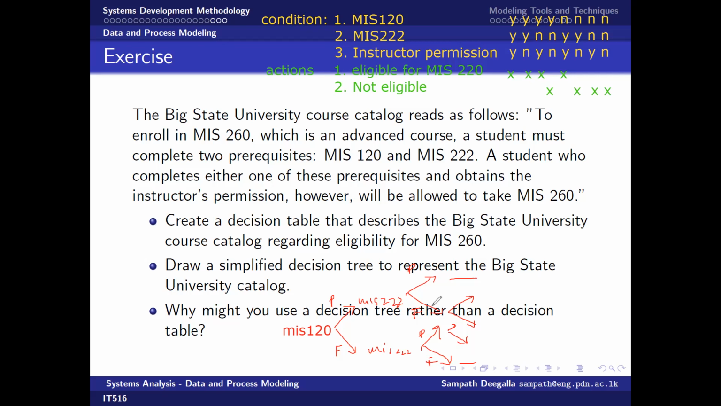Okay, may I clear the screen? Yes, doctor, you can clear.